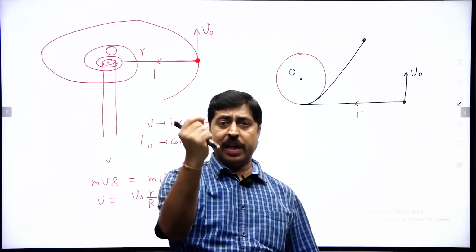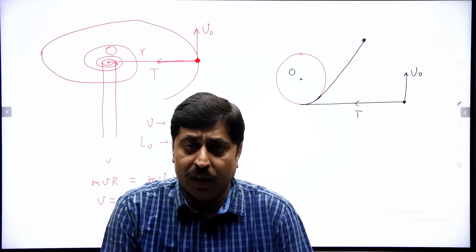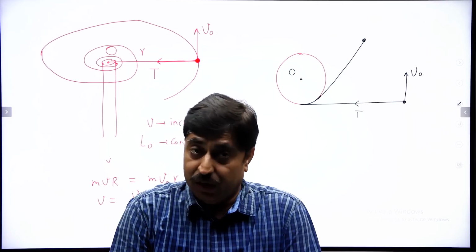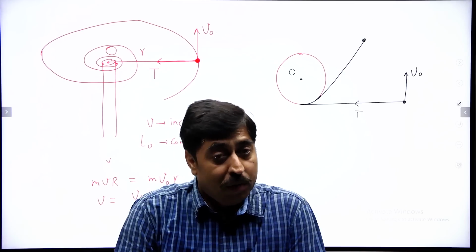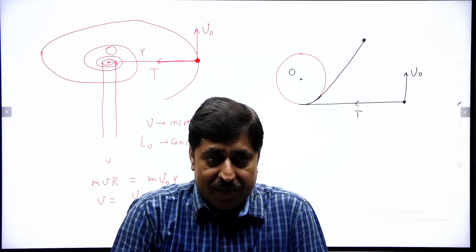So, because there is a net torque acting on the particle about the concerned point, we cannot claim that its angular momentum will remain conserved about O. In fact, it will change. Are you getting my point? But what about its kinetic energy?